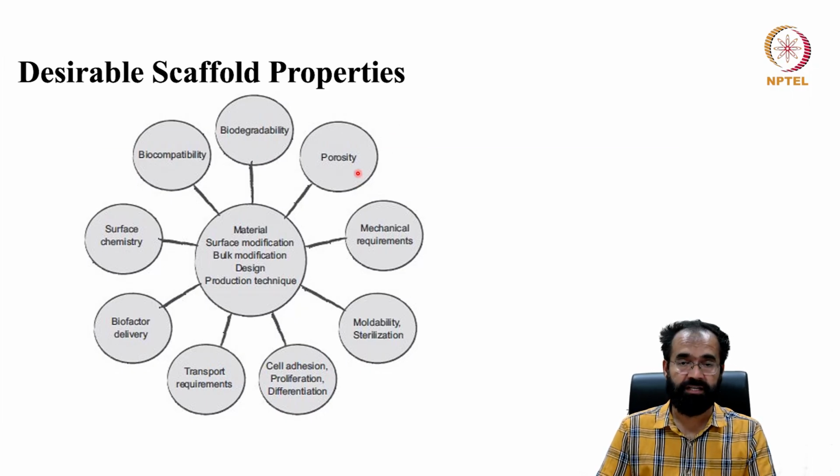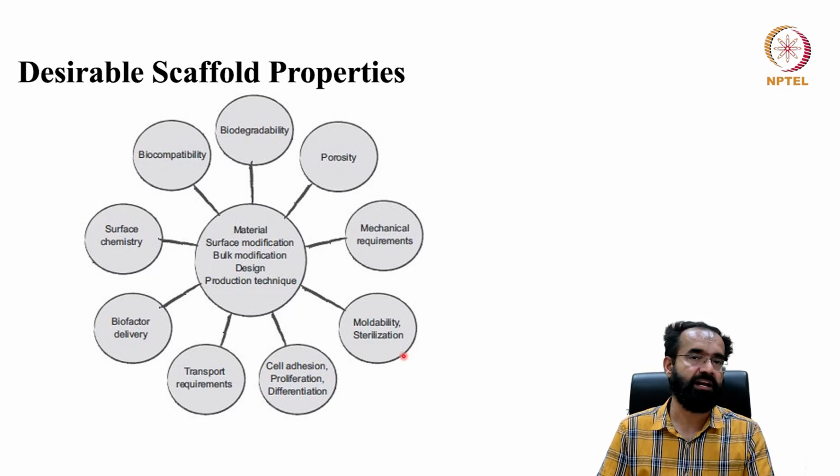And then porosity, it should allow the migration of nutrients, oxygen, etc. So it should be porous. Porosity means it's like a sponge. Sponge has got lots of holes. And mechanical requirements means it should be strong, tough, etc. You don't want a ligature, when you are suturing, breaking. Very good material, absorbable, biodegradable, but tough, it is breaking. So you want to have good mechanical requirement.